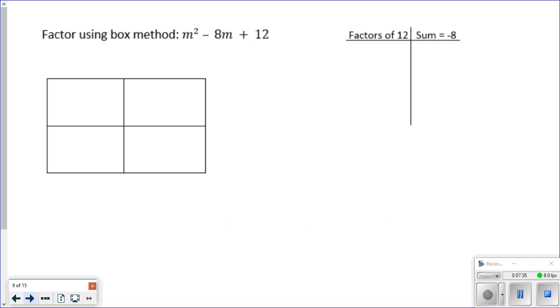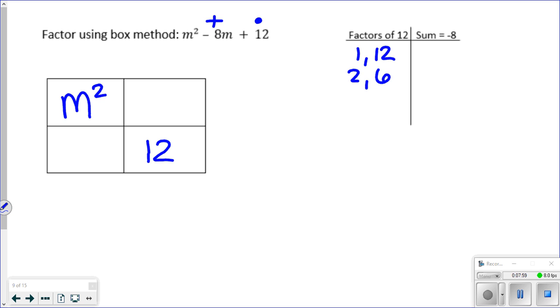All right, let's try m squared minus 8m plus 12. So m squared goes in the upper left, positive 12 goes in the bottom right. And we're looking for numbers that multiply to get 12 and add to get a negative 8. So 1 and 12, 2 and 6. Ooh, 2 and 6 is probably going to work.